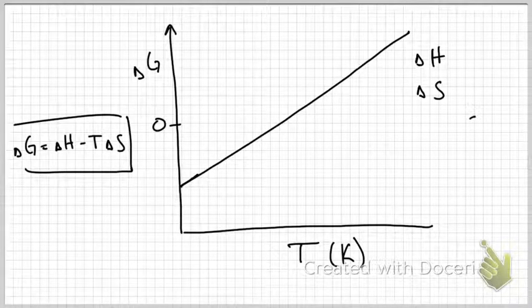We have a graph of, and delta S to be negative, right? The negative sign. S to be negative.